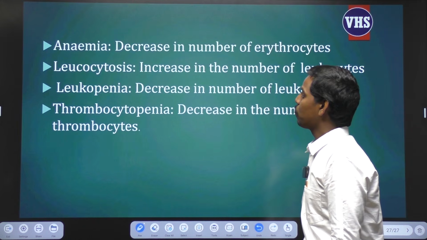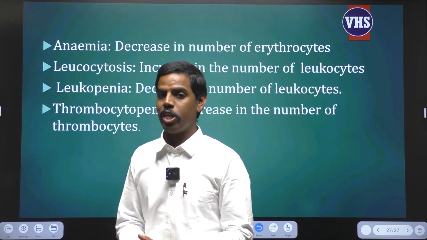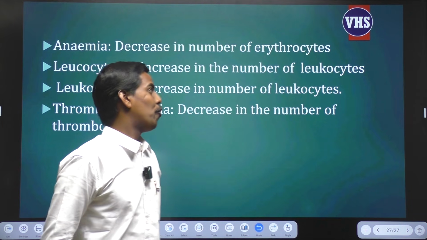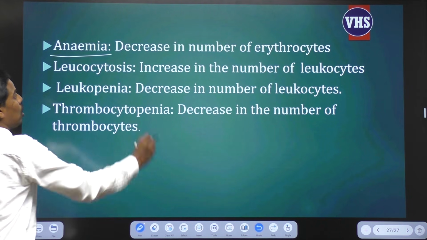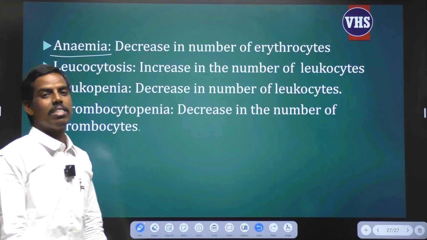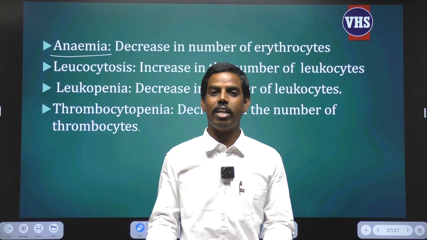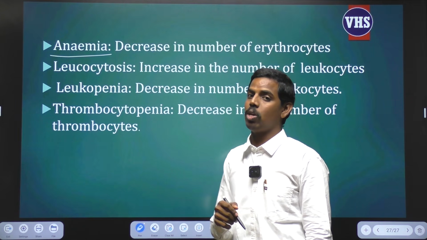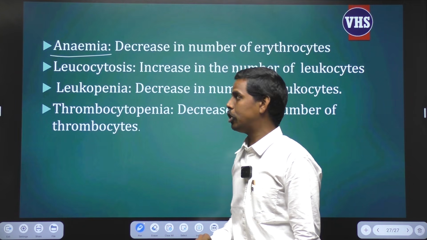The last slide. Some deficiencies are increases or decreases in the blood cells. First, we are going to anemia. So anemia means a decrease in the number of erythrocytes. So a decrease in the number of RBC. So if RBC cells decrease, what will we get? We get a deficiency called anemia.